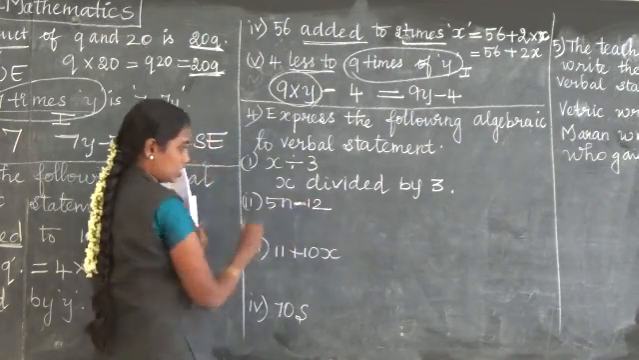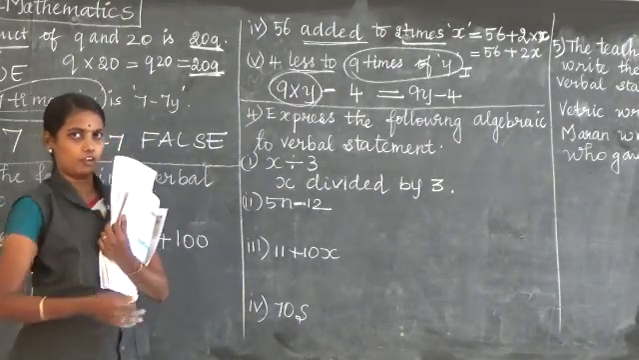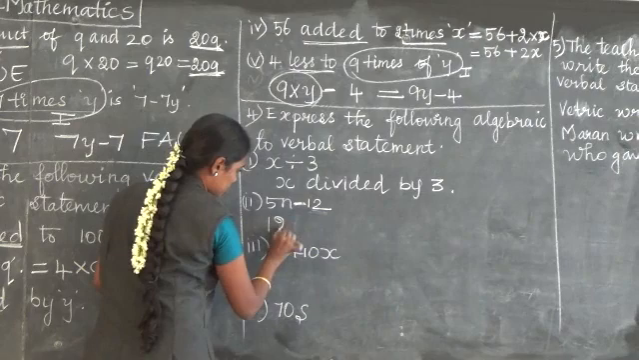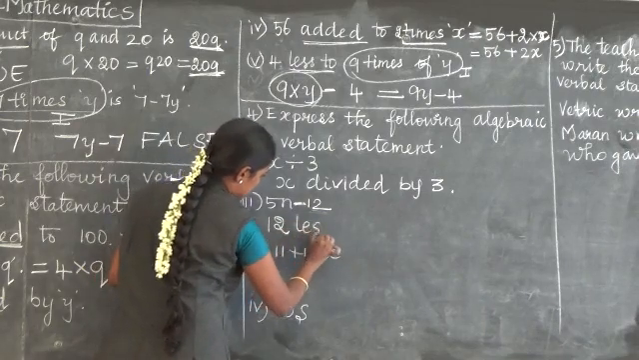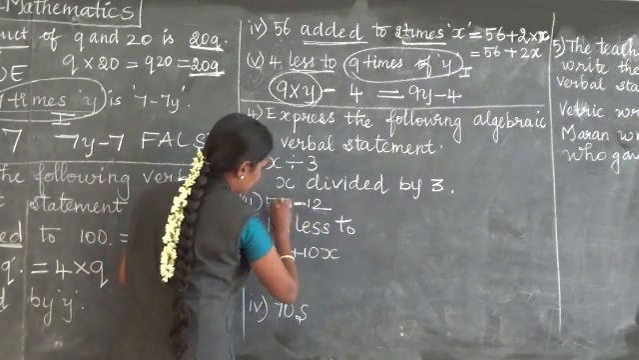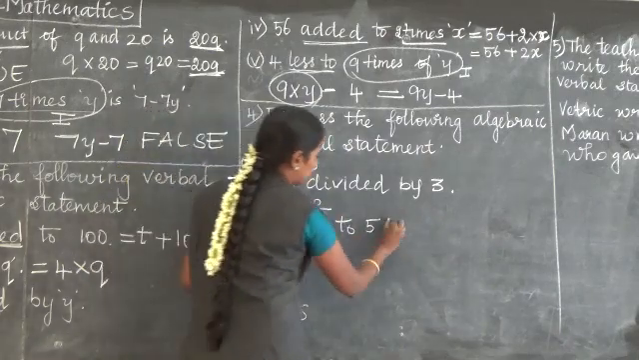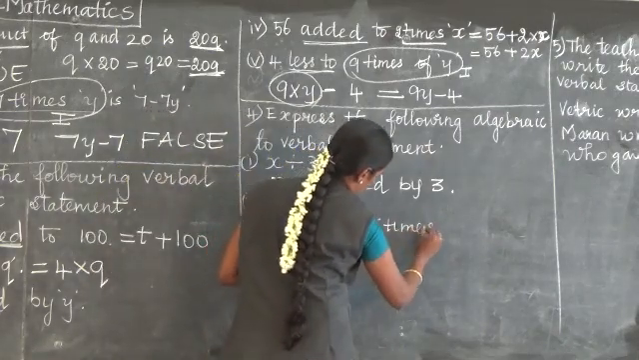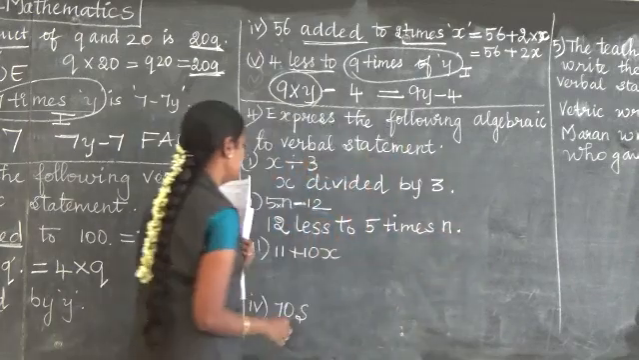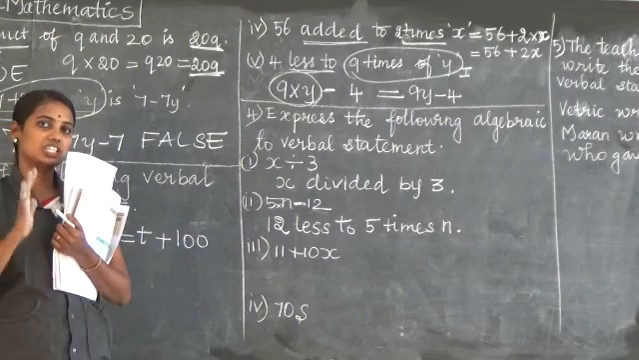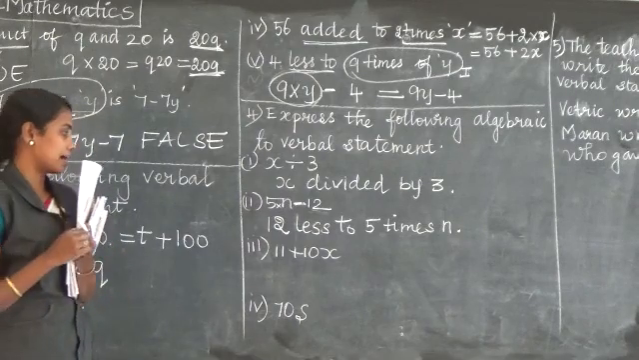Since minus is there, what will you do? From the back always. Yes or no? So I will write the 12 first. 12 less 2, 5 times n. Here multiple sign, 5 times n. 12 less 2, 5 times n. Whenever you see the minus, go from the back.